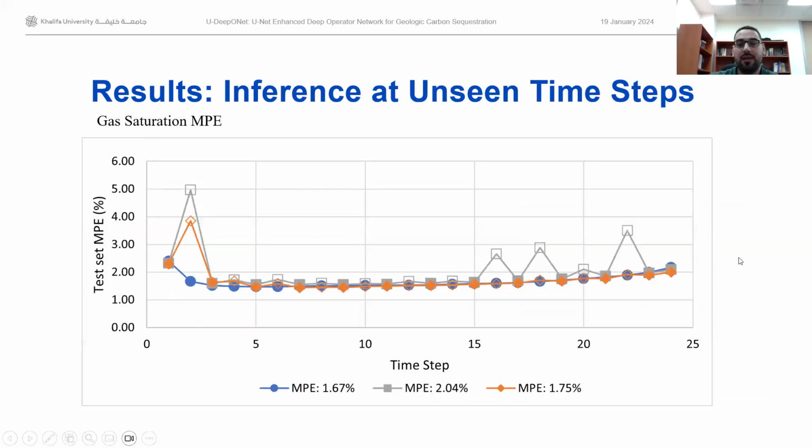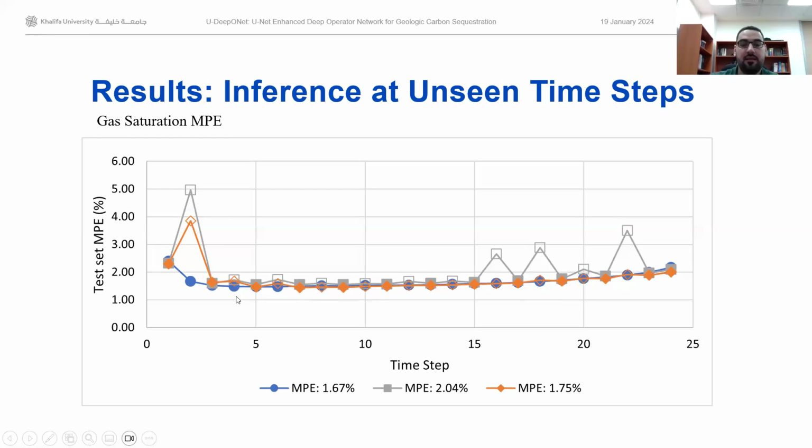Now we want to look at the inference at unseen time steps, and we have here the blue line where we have the original full data set, meaning that all time snapshots are included in the training. And if you see a halo square, it means that this time snapshot was not included in the training. And of course, our reference solution is the blue line. We report the mean plume error. This is for the gas saturation case.